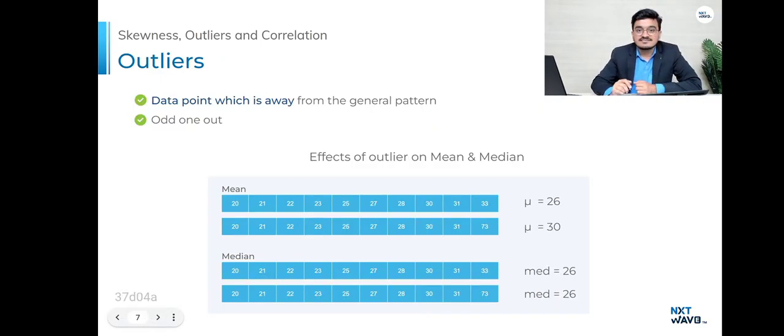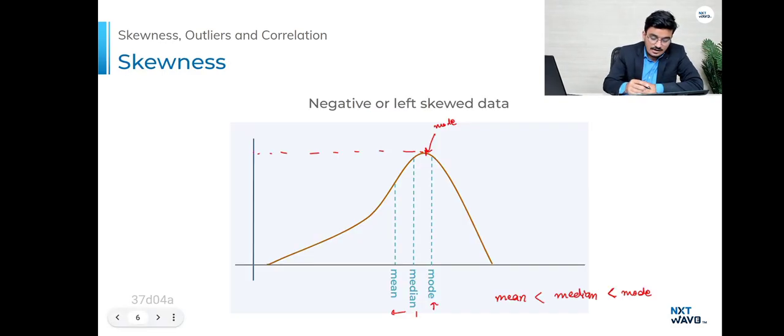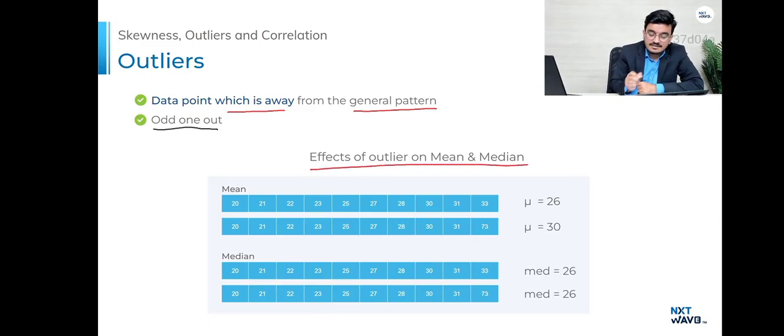Now let's discuss outliers. Now outliers are data points which are away from the general pattern. As we already saw, outliers are something which causes the disruption or which causes the asymmetry in our data distribution, right? Outlier is the odd one out in our data. So let's see the effect of outlier on mean and median. So let's start with mean.